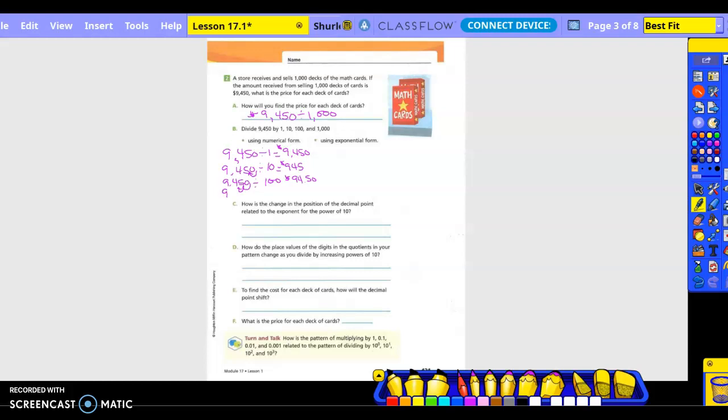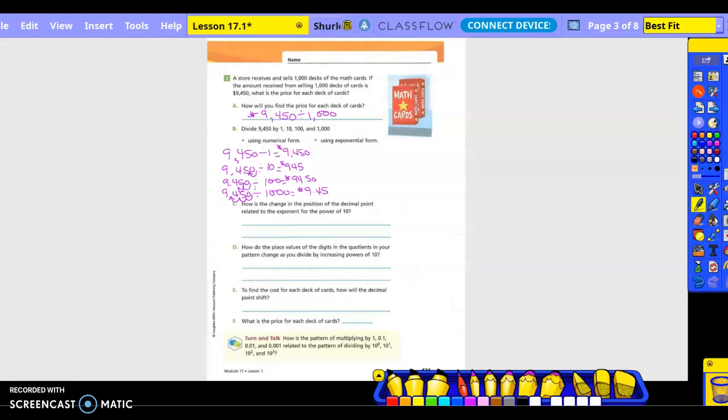Okay, and then 9,450 divided by 1,000. How many places do I move it? 3 to the left. Now, do I write the 0? No, because we have money and we don't put that. So it'd be $9.45.